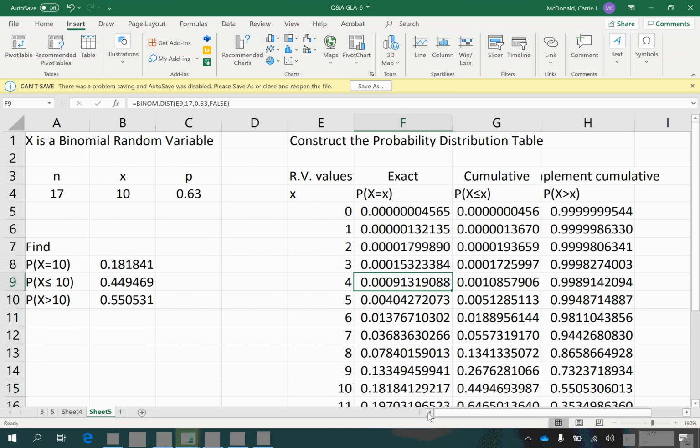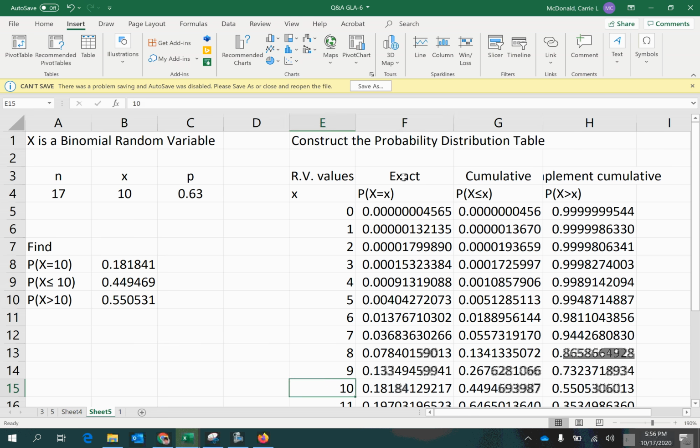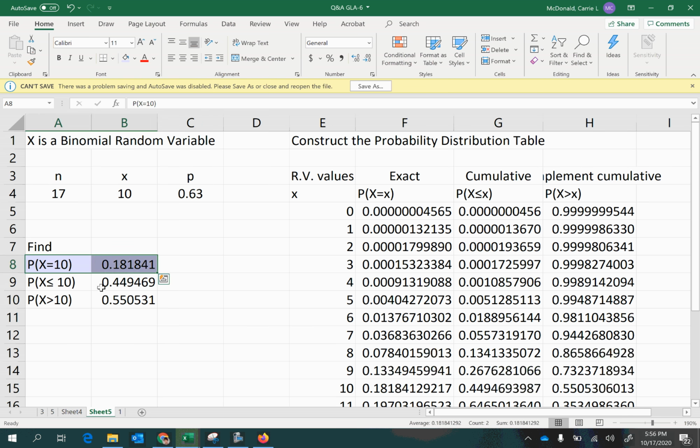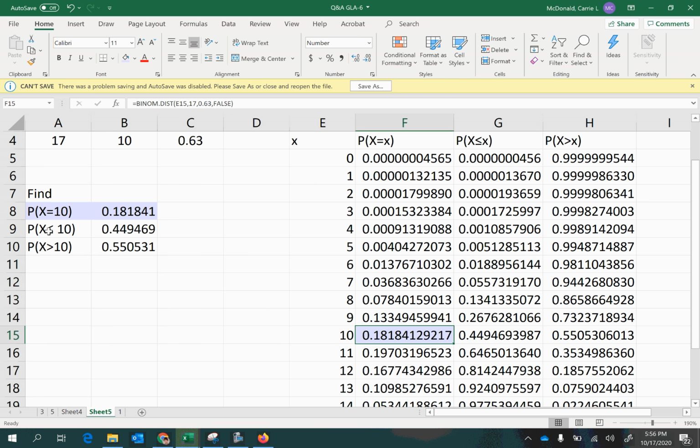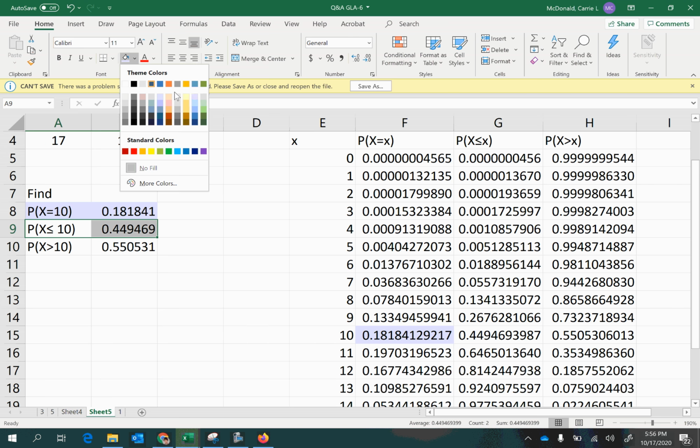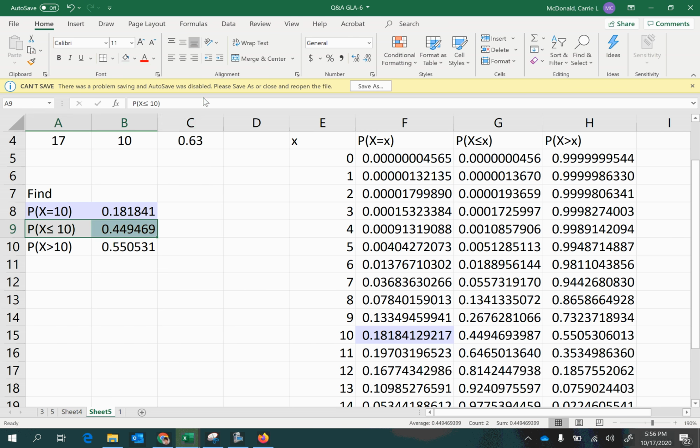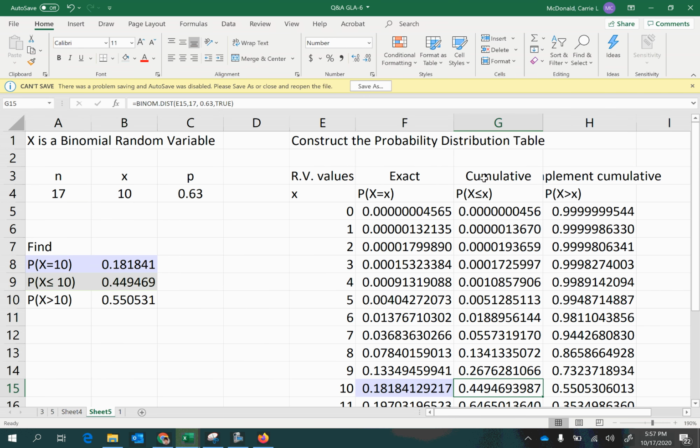All right, it's a little hard on the eyes looking at all those digits, but the purpose of this exercise is to show you how this answer right here, my exact probability for 10 successes is right here in this column, right? And my cumulative probability for 10 successes, so 10 or fewer successes, that answer is right in here in the cumulative column. And the complementary probability, the complement of the cumulative probability is right there.